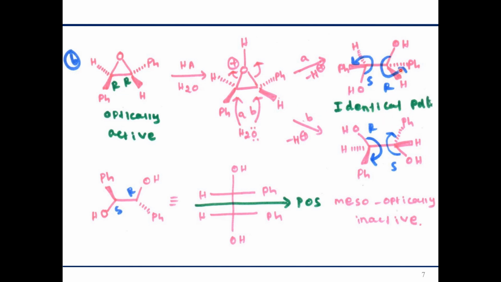Now you see the configuration of these two chiral centers are the same only, hence these two products are identical products, and there is a plane of symmetry passing in this molecule, and hence this plane of symmetry suggests that this molecule is meso and optically inactive molecule.